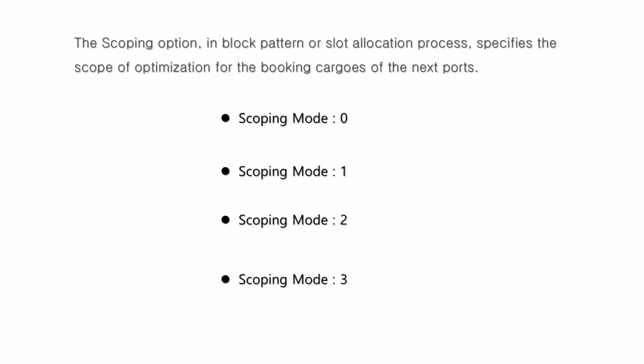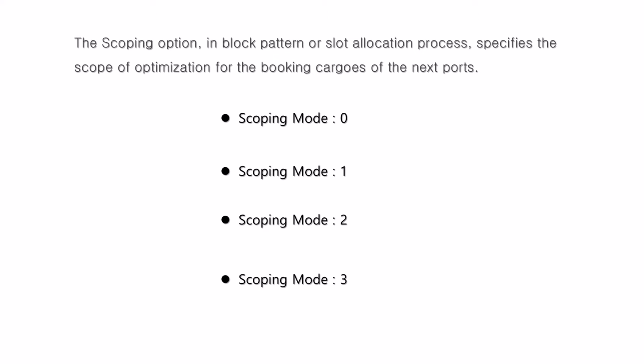allocation process. Scoping option 0, the default optimization option, is a function that optimizes the basic cargo loading pattern by focusing on securing ship condition of the target port and the final loading port on the route, so the system gives low importance to intermediate ports. Scoping option 1 is the same as the default option 0. However, it is an option that optimizes the block in which the shipping operation of the target port occurs.